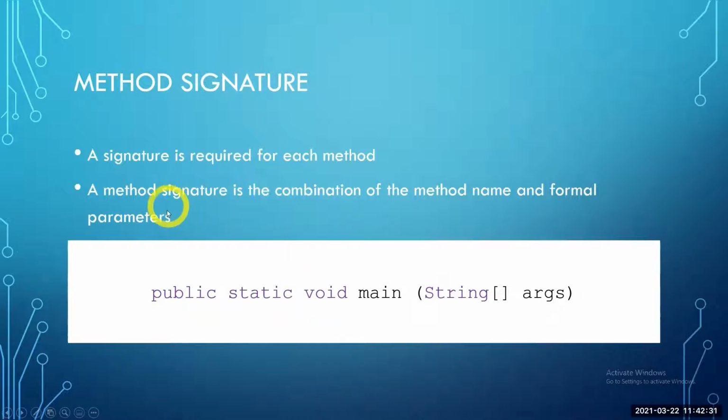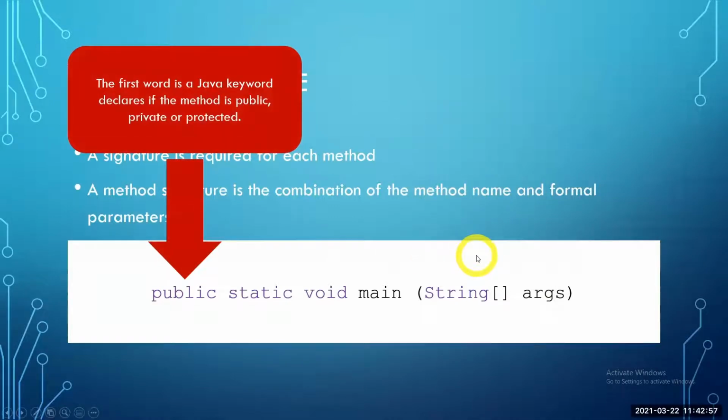The method name must be unique to that method, all right? Or the method signature must be unique, or you'll get an error. So if I try to put two mains in my program, I'll get an error, all right? A method signature is a combination of the name, which right here is main, and formal parameters. Formal parameters are what you see inside these parentheses.